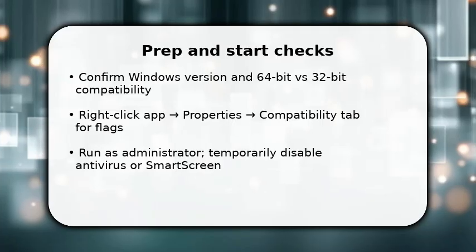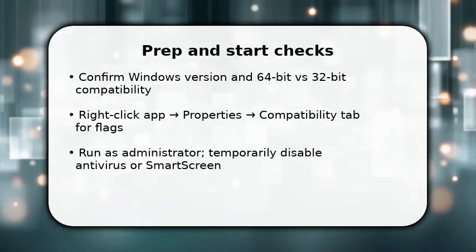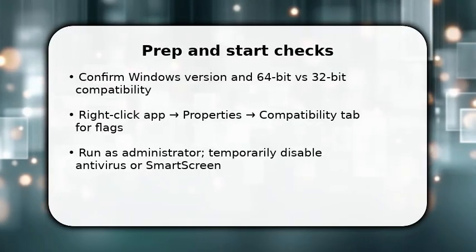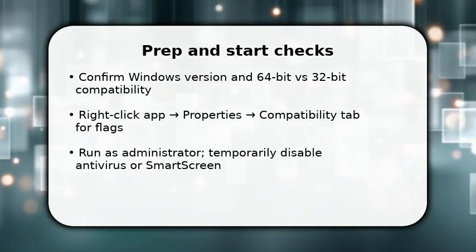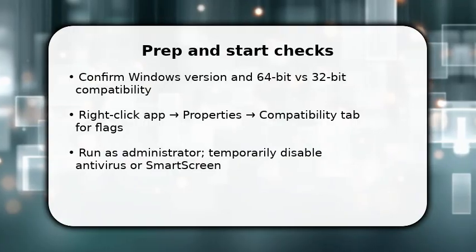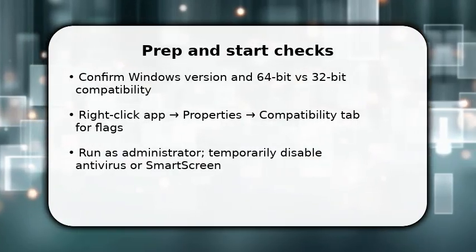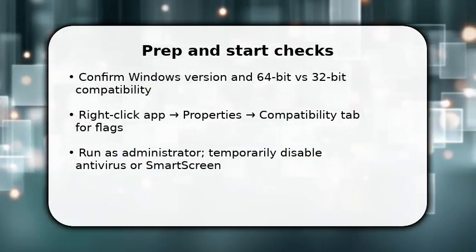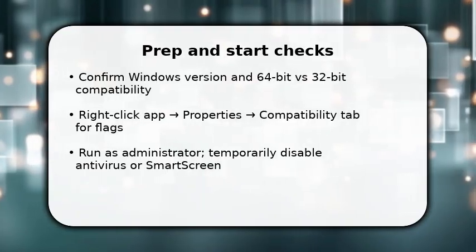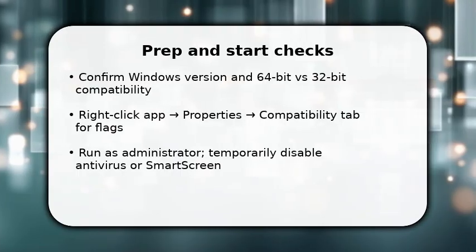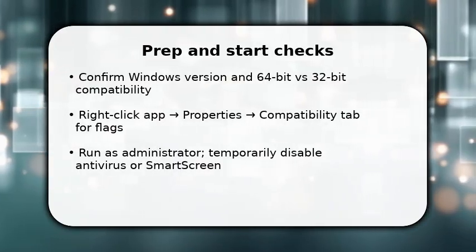You begin by verifying essentials. Check your Windows edition and whether the app is 64-bit or 32-bit, because incompatible architecture blocks execution. Once done, inspect file properties and enable compatibility mode when appropriate. That often resolves legacy software issues.